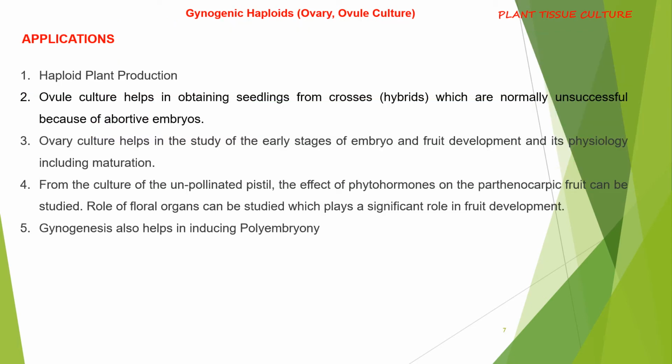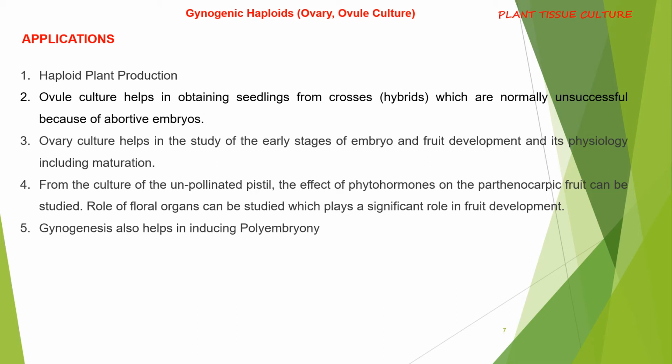Applications of ovary and ovule culture. It helps in the production of haploid plants where pollen cultures have been unsuccessful. A large number of haploid plants can be achieved in a very short time interval. Pure breeding diploid lines can be created from these haploid lines by mutagenic treatments.